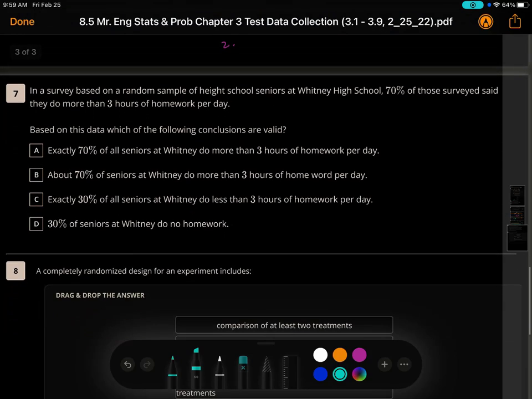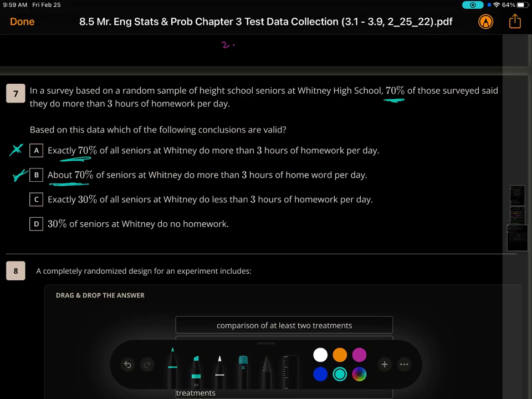Question number 7. In a survey based on a random sample of high school seniors, 70% surveyed said they do more than 3 hours of homework per day. Based on the data, the following conclusions will happen. Can they get exactly 70%? That's really hard to get. It's always going to vary, right? I sample 50 over here, 50 over here. About, I like this word better, about.